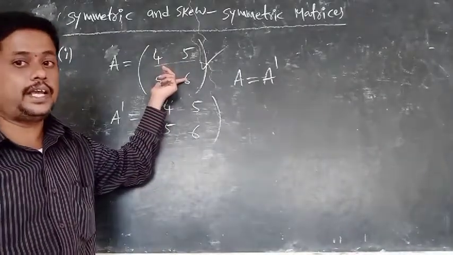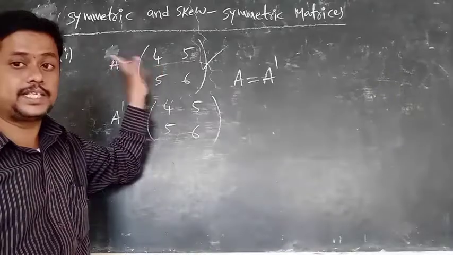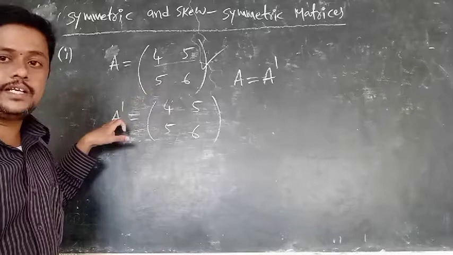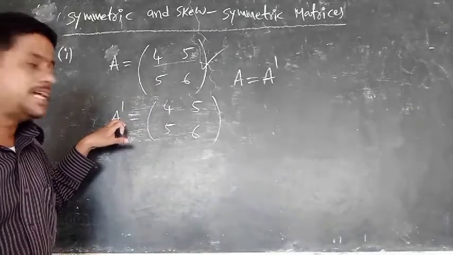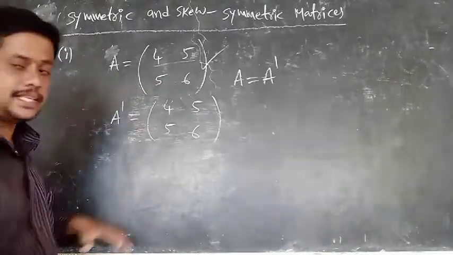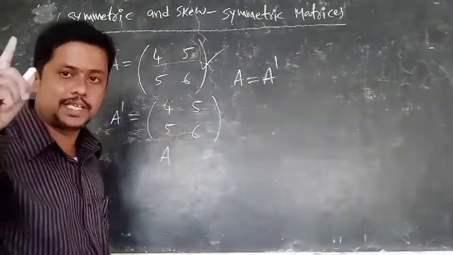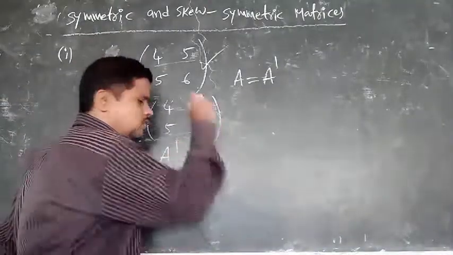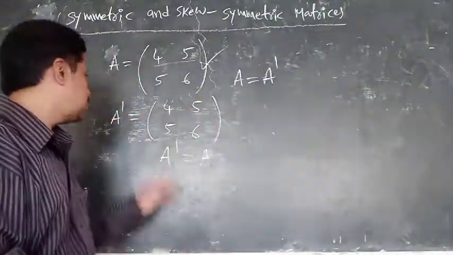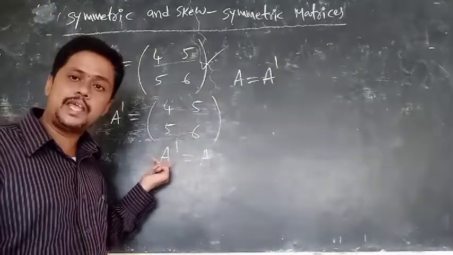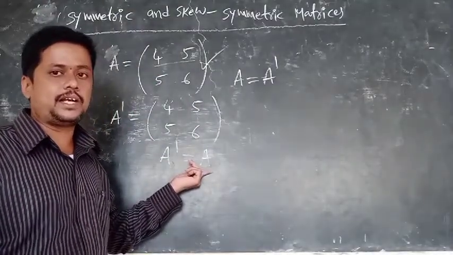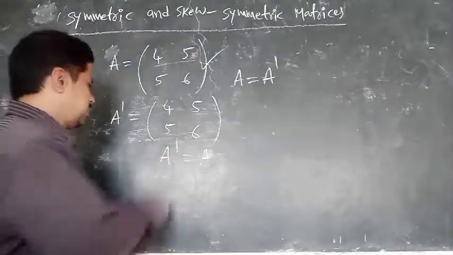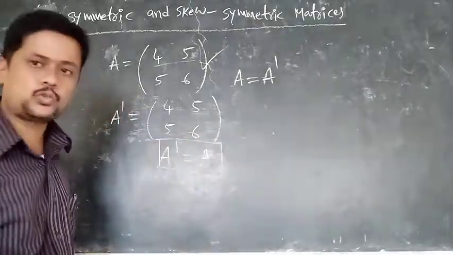The matrix I wrote earlier is not a symmetric matrix. This is a symmetric matrix. So what is the condition? What is the definition of a symmetric matrix? A matrix A is said to be a symmetric matrix if A dash is equal to A. That means the transpose of the given matrix is the same matrix, then we can tell that the matrix is symmetric. Mainly we have to check A dash is equal to A.